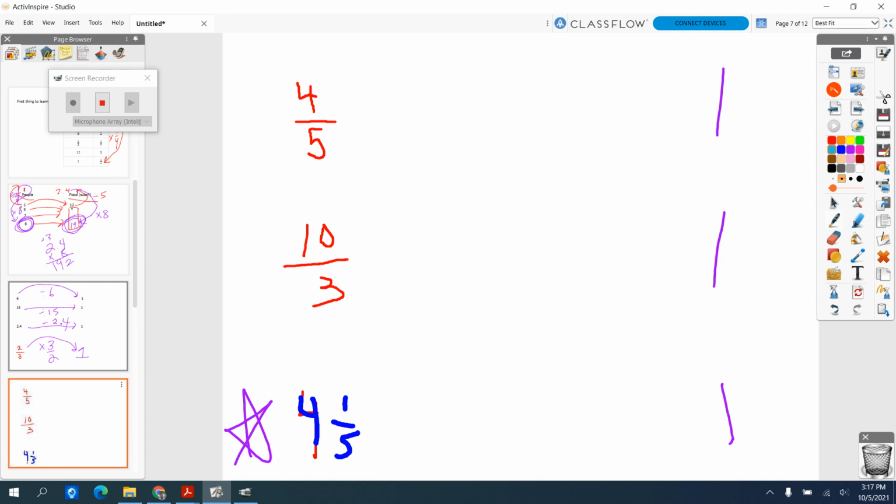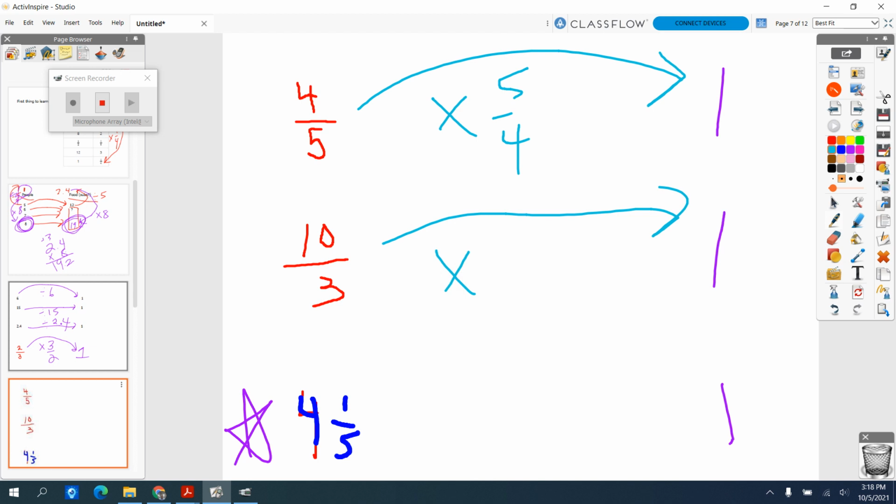If you wanted to get to 1 with 4/5, you would multiply by 5/4. If you want to get to 1 with 10/3, you would multiply by 3/10. So here's the little trick. I would want to be able to get this. This is a mixed number. I want to get this as a fraction.